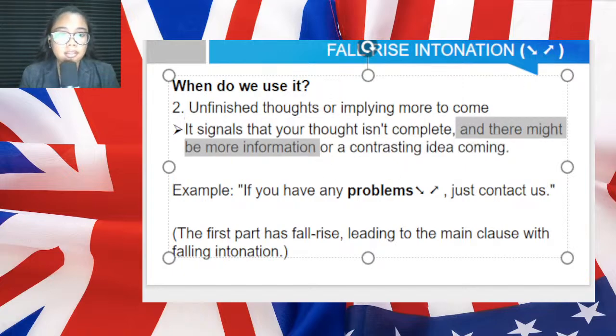This is often the case when you're giving background details or setting up a situation. The full rise on that initial part makes it clear that what you are saying now is leading to something else. Okay? What you are saying now is leading to something else.